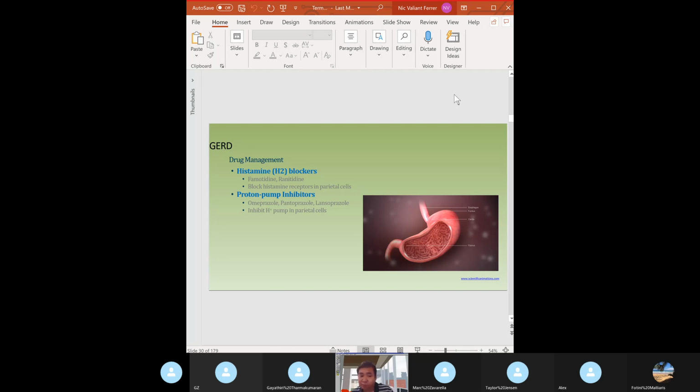They end in -azole: omeprazole, pantoprazole, lansoprazole. H2 blockers, think about -idine: famotidine, ranitidine, cimetidine. They all end in -idine.